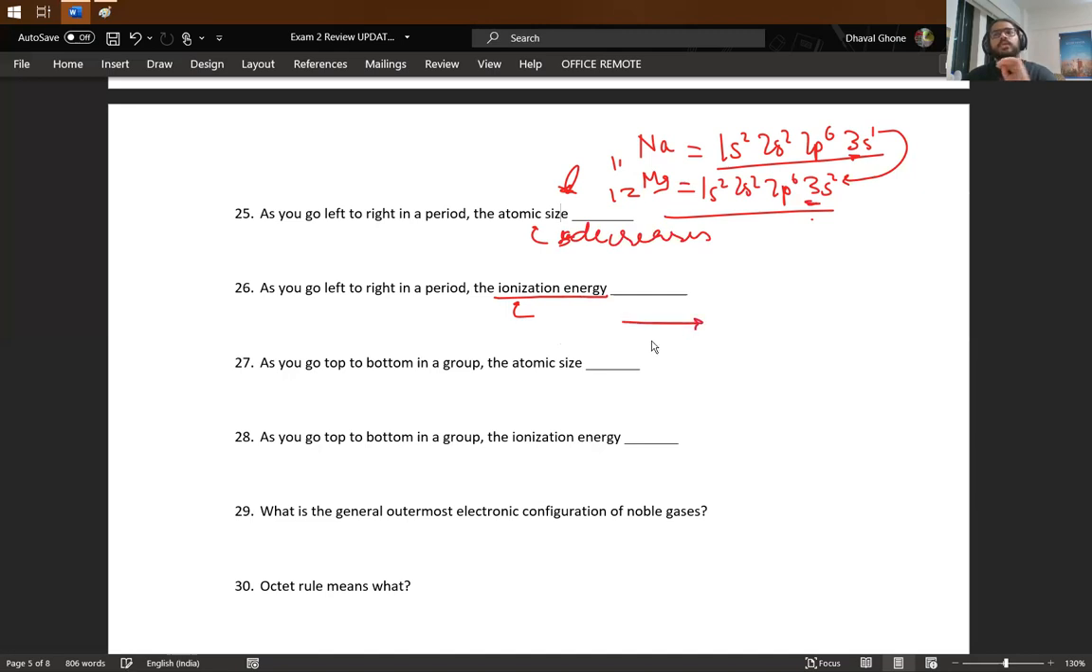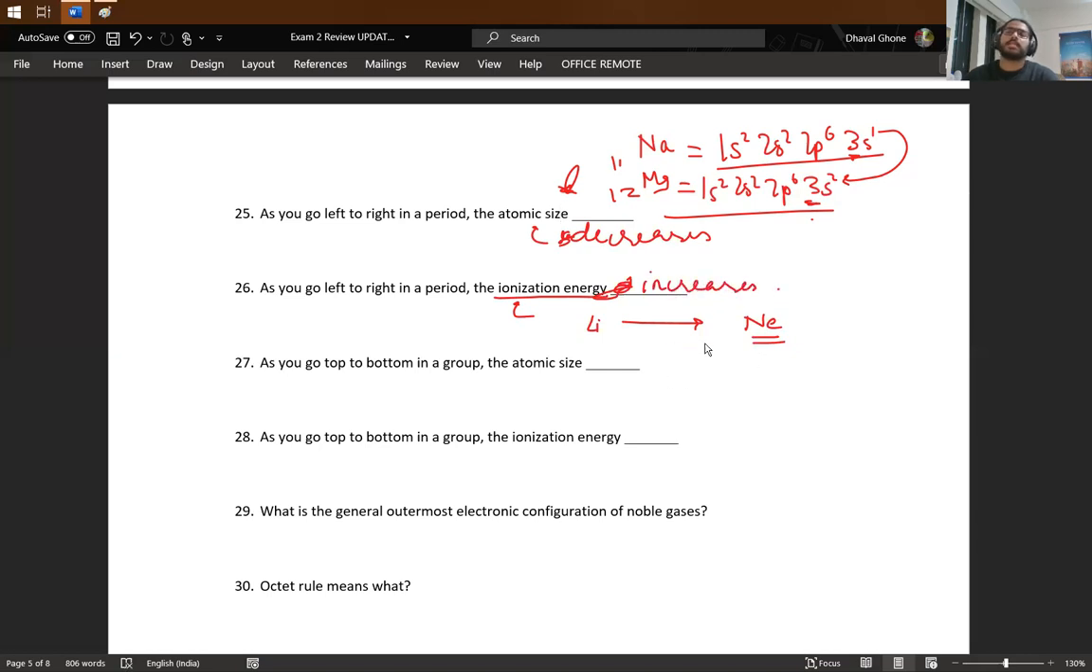As you go left to right in a period, let's say you start with lithium, period number 2, and you want to go to neon. Neon is a noble gas, and noble gases have the most stable configuration. So anyone who is close to neon would not want to go further away from neon, would want to look more like neon. So as you go left to right, it gets very hard to remove electrons from that atom to make it have a smaller electron number. That means you need more energy to remove the electron, and hence the ionization energy increases as you go left to right in a period.